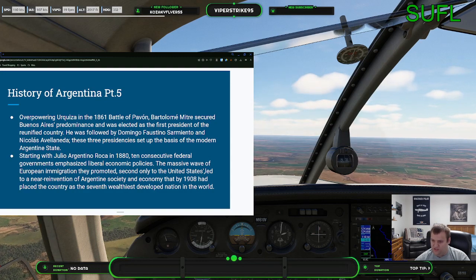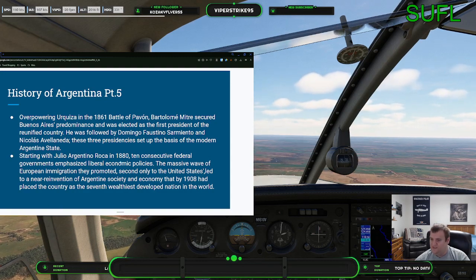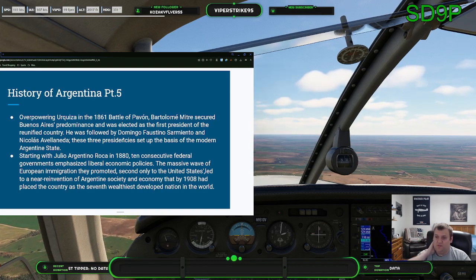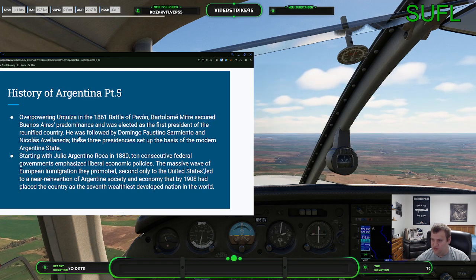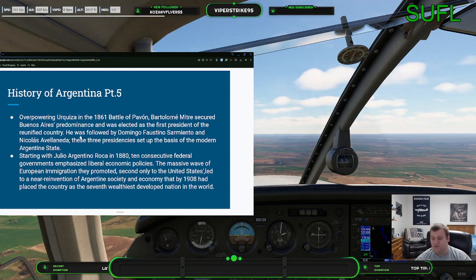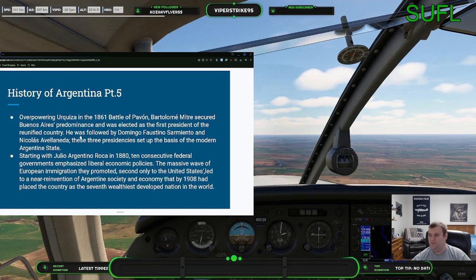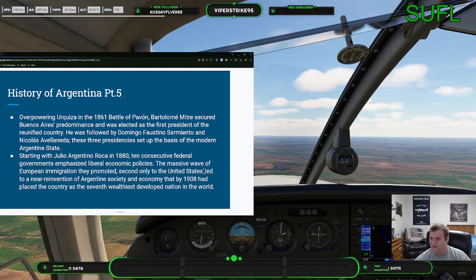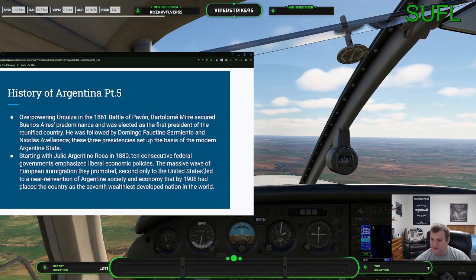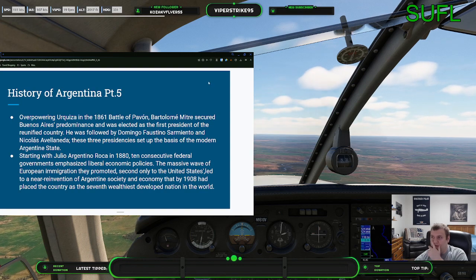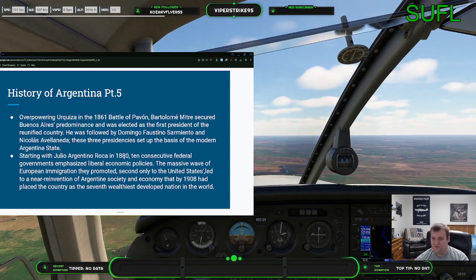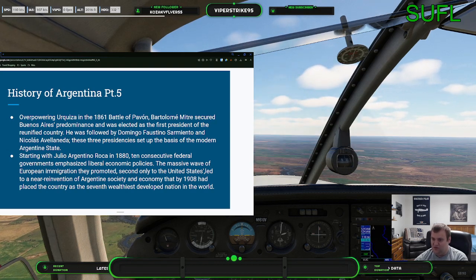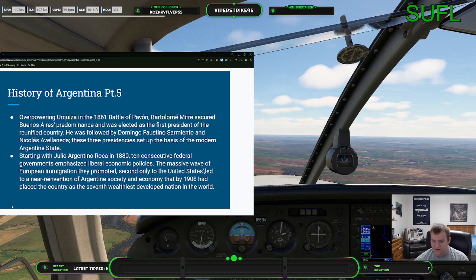Starting with Julio Argentino Roca in 1890, 10 consecutive federal governments emphasized liberal economic policies and promoted a massive wave of European immigration to Argentina, second only to the United States. Yeah, a lot of people immigrated to Argentina. It led to a near reinvention of Argentine society, in that by 1908, it was the 7th wealthiest developed nation in the world. Yes, imagine being Argentina, of all places, once one of the wealthiest nations in the world.